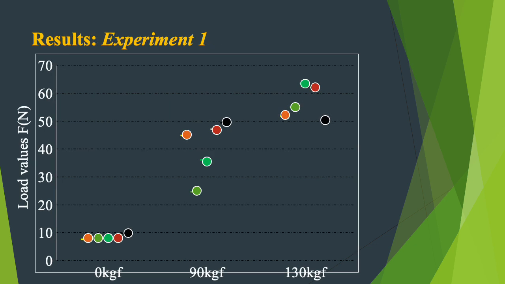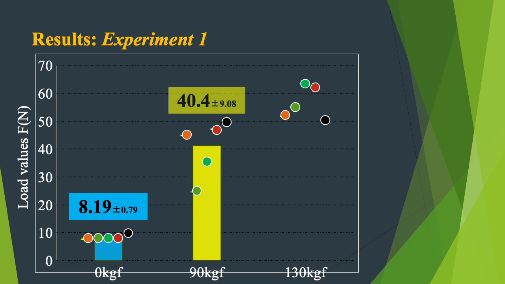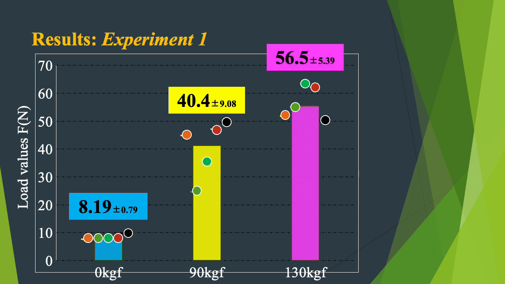Result. Experiment 1. The force at 2 mm displacement was 8.19 N without tension, 40.4 N with 90 kgf tension, 56.5 N with 130 kgf tension.